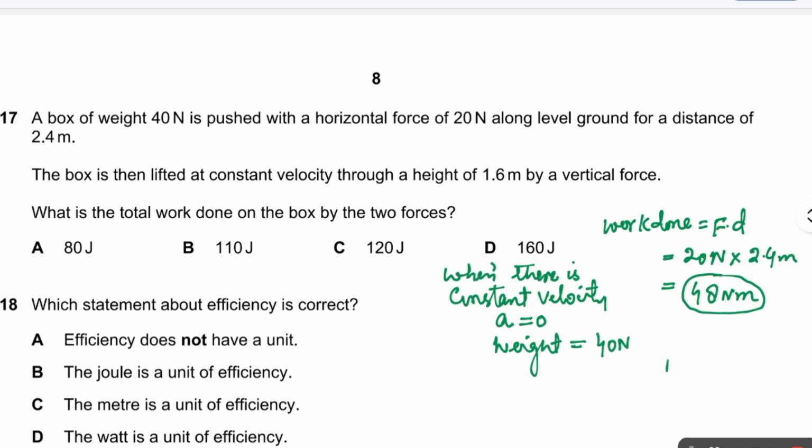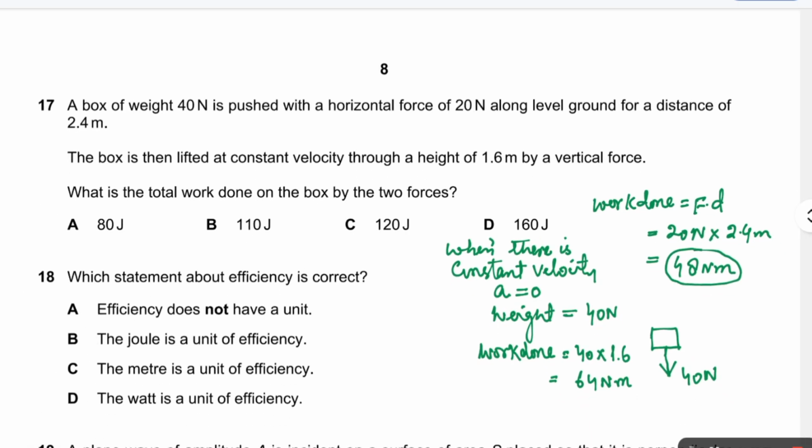So if there is a weight of 40 Newton applied on an object, this is the force, and the height is 1.6 meter. Now how much is the work done? Work done is simply equal to force, that is weight, multiplied by the distance through which it is lifted. How much height? That is 1.6. When we multiply both the numbers, that is equal to 64 Newton meter.